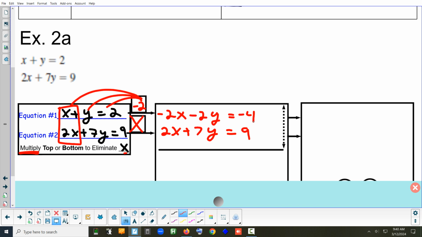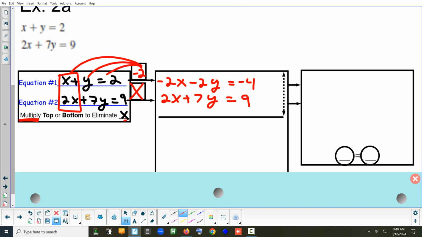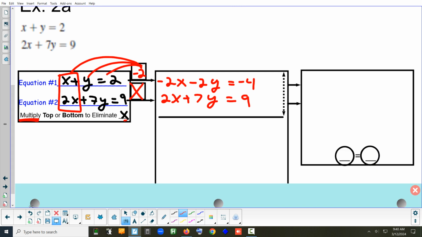The goal is to turn every problem that's not a situation 1 into situation 1. That's what we're always trying to do. All right. Now, the vertical dots, the line there, that's your reminder to add them up. So, Lily, what's -2x plus 2x?